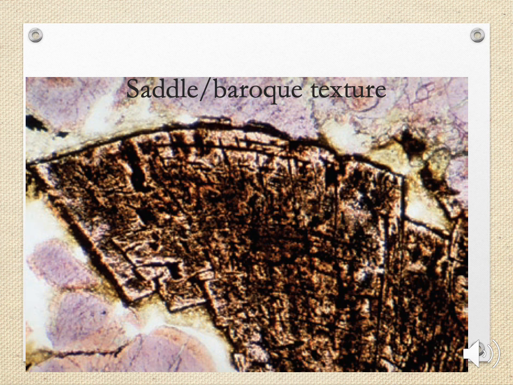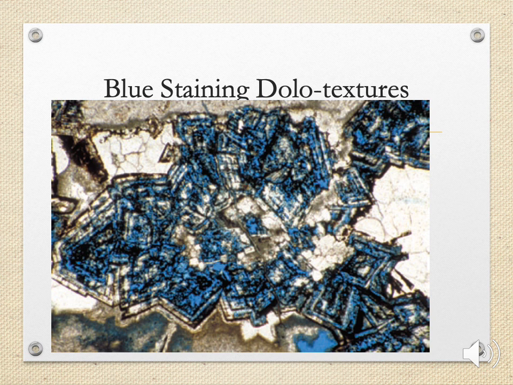Okay, so on this slide we have a crystal, and this is a void-filling baroque or saddle-shaped dolomite, and you can see it right there. From our staining we can also get blue colors, and you can see that this blue color is within the crystals for the most part, and that's blue staining of dolomite.